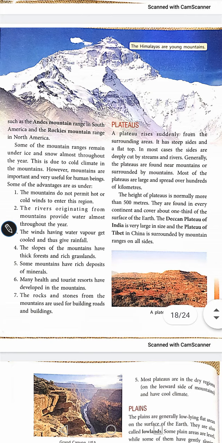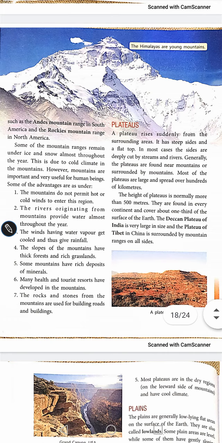The river which is originated from the mountain, meaning it is developing from the mountain, provides water throughout the year. The best example of that is Ganga and Yamuna. They are just providing the water throughout the year, and they are originated from mountains, which are Gangotri and Yamunotri.